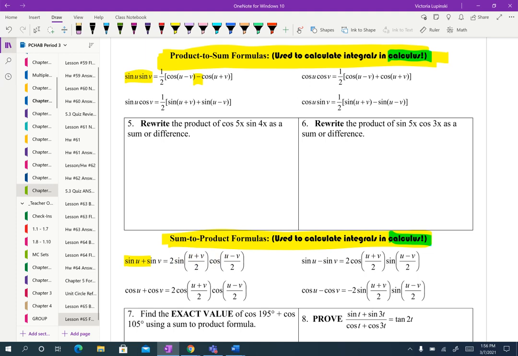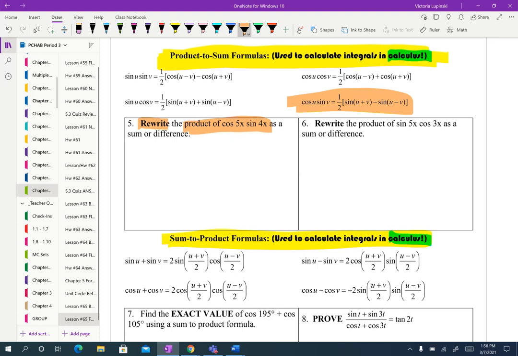So here in number 5, it asks you to rewrite the product of cos 5x sine 4x as a sum or difference. So again, rewriting is something that we have done. That means taking one side of the formula and writing it as the other side. Here we have the product of cosine times the sine. So if you look at your options here, you'd be choosing the one that is the cosine times the sine, which is the 4th version right here. And they're telling you to rewrite it as a sum or difference, which again is how you know that you're going to use this product to sum formula.